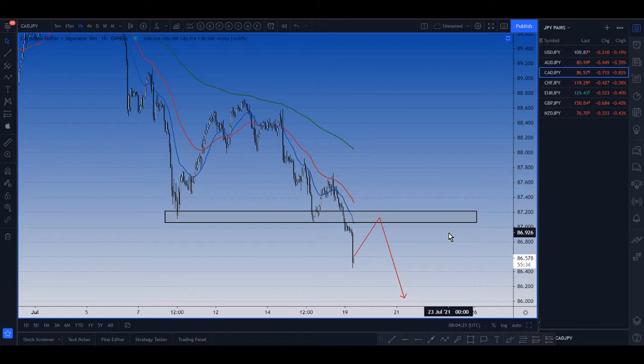We are in risk off. Canadian dollar is the weakest currency. Japanese yen is the strongest currency. Indices are selling off. We've got oil selling off as well. Let's see if that market sentiment continues.